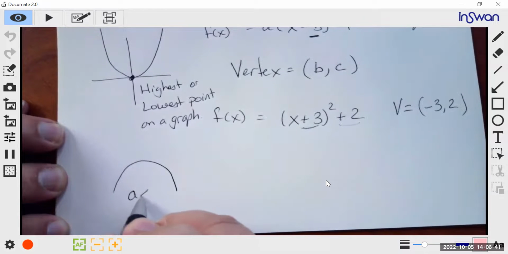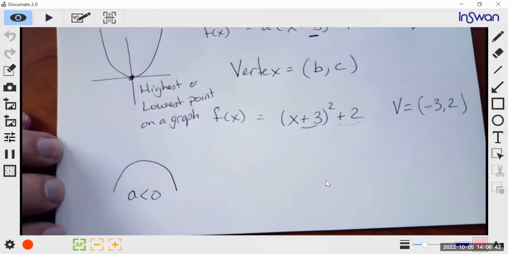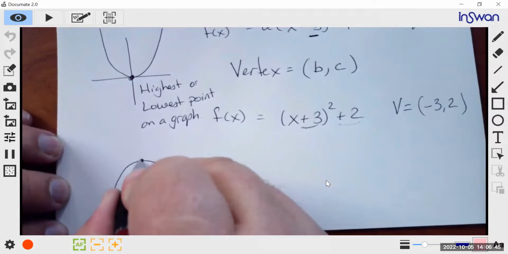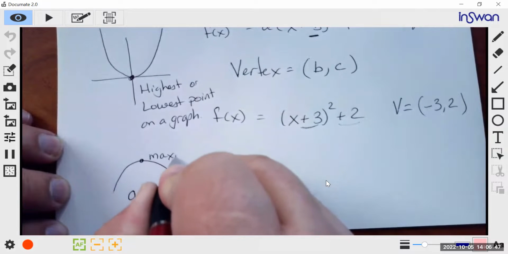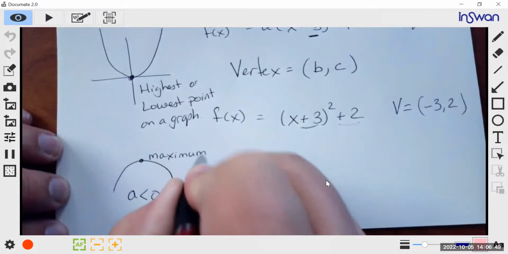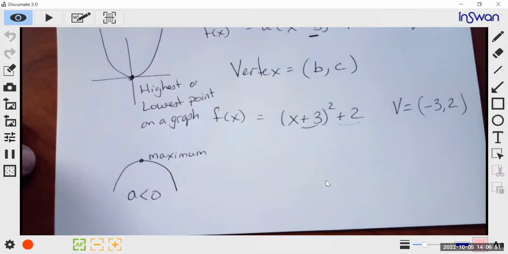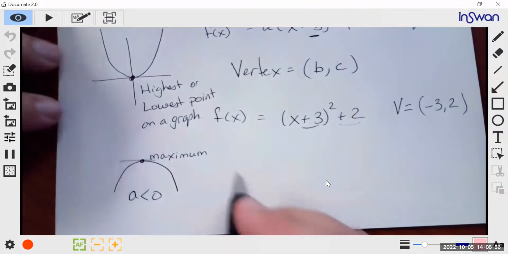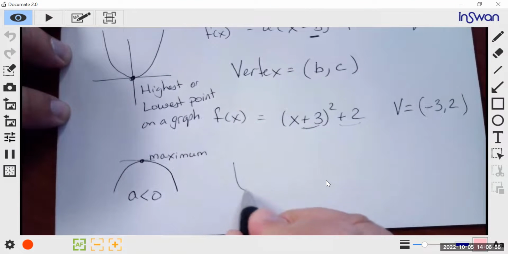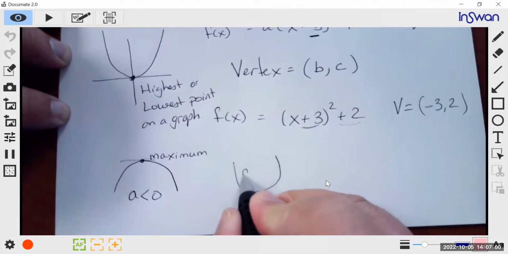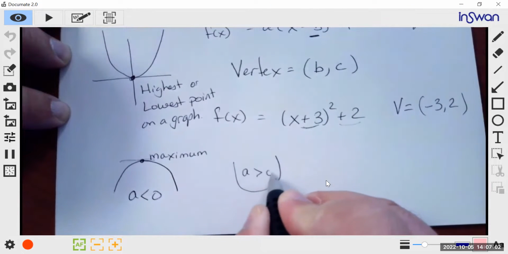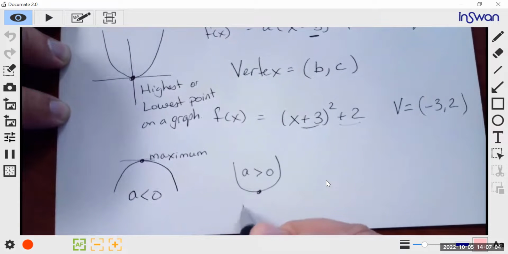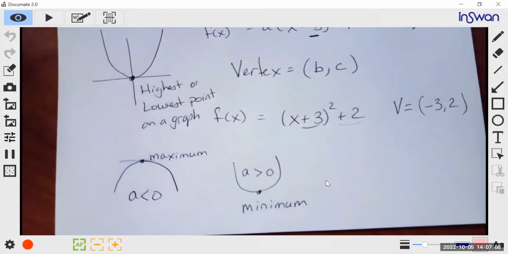If A is negative, if your leading term is negative, you have a maximum, because that's the highest point. Maximum is the highest point. If A is positive, then we're going to have a minimum. That's the lowest point it can go.